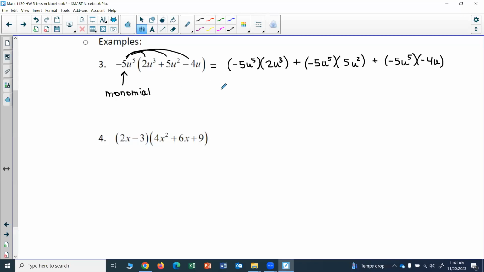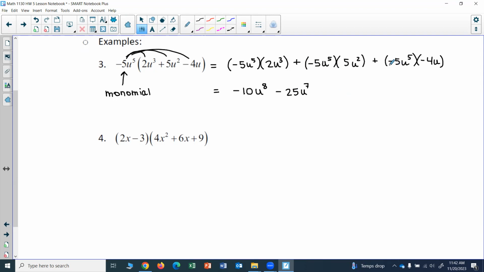So now I use my rules of exponents. If I'm multiplying negative 5u to the fifth times 2u cubed, I multiply the coefficients, gives me a negative 10, and I add the exponents. So this would be u to the 8th power. The second one, I have negative 5u to the fifth times positive 5u squared. So multiplying negative 5 times 5 would give me minus 25. Add the exponents, 5 plus 2 gives me u to the 7th.